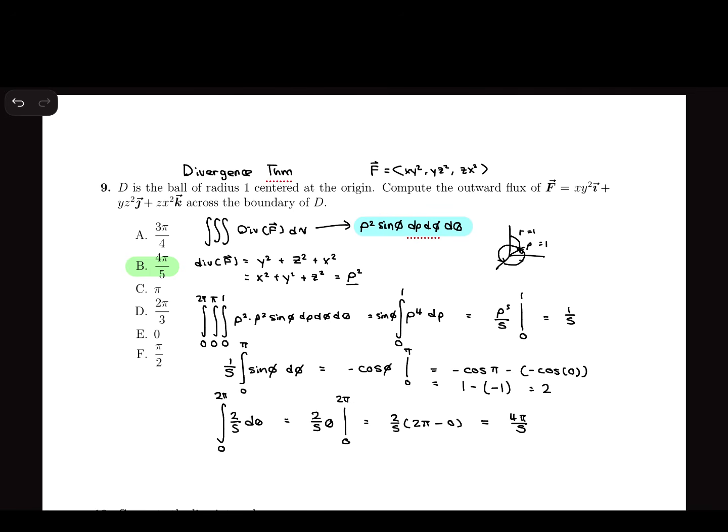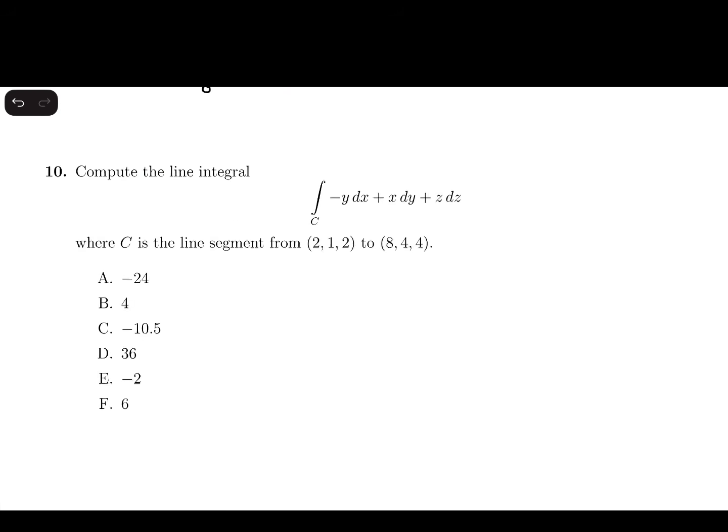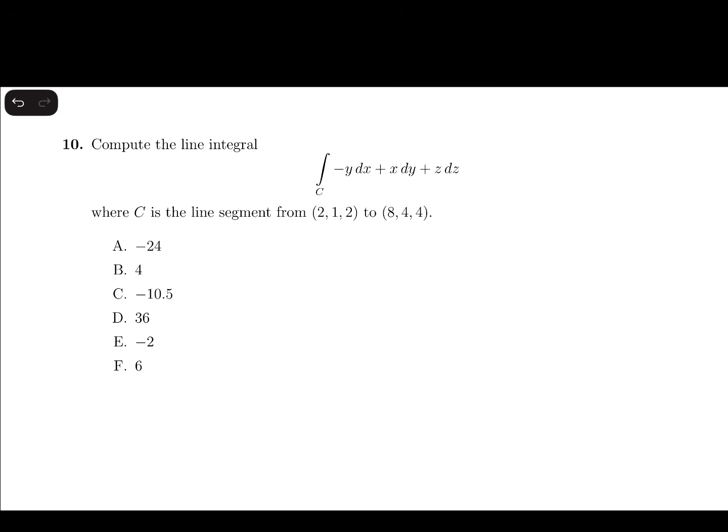All right, moving on to question number 10. Question number 10 asks us to compute the line integral over the line segment C of negative y dx plus x dy plus z dz, where C is the line segment from the point (2, 1, 2) to the point (8, 4, 4). There's a couple steps to doing this question, but the first step that you should always think about is to parameterize.